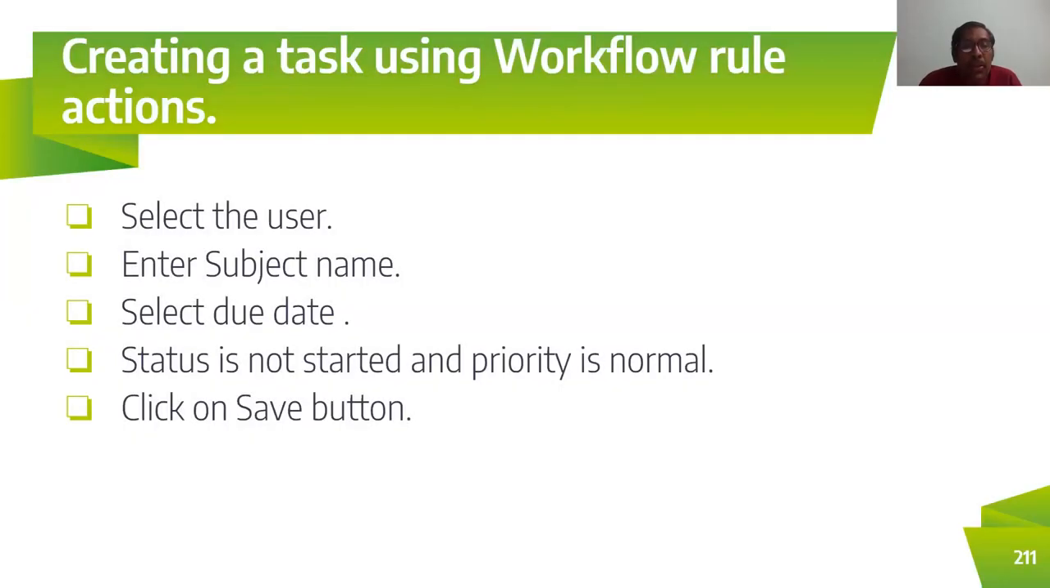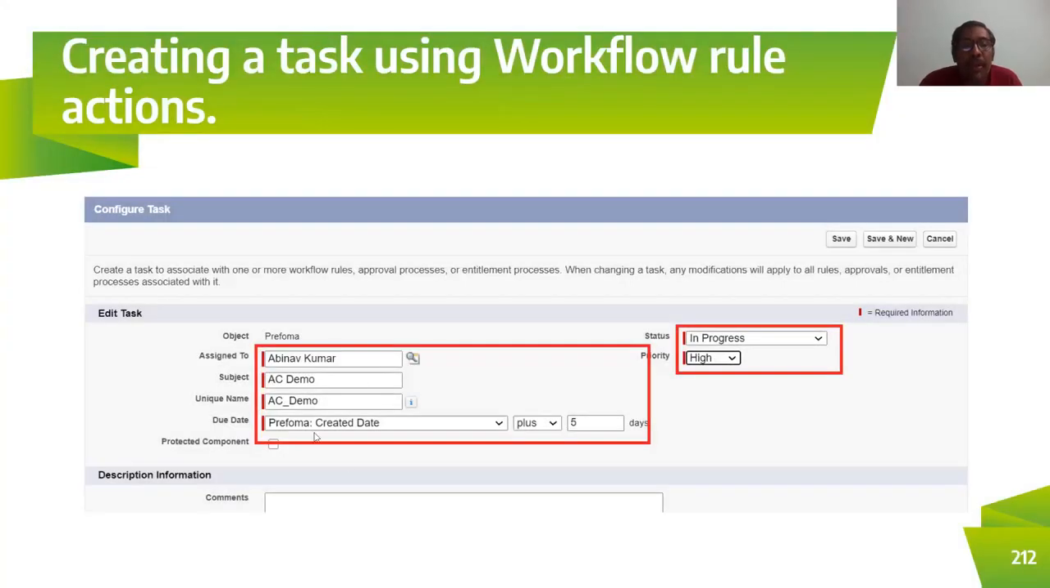New task. So now again, you're going to select the user, enter the subject name, due date, status is not started, and priority is normal. All those things you're going to enter, then click on the save button, right? This is how we're going to enter it: assign to, subject, unique name, due date.